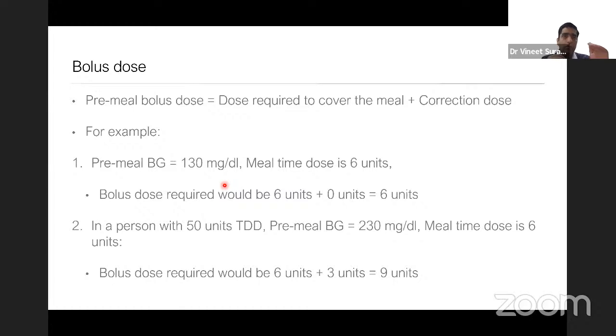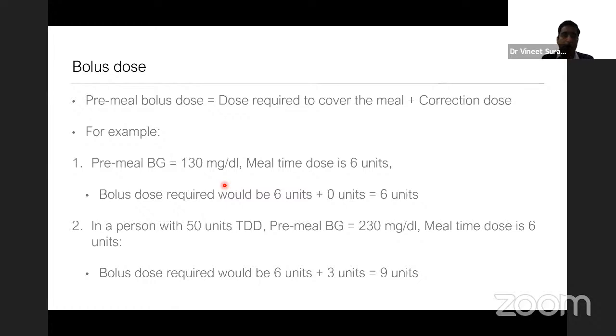So the pre-meal bolus is decided by the dose required to cover the meal plus the correction dose. For example, if my pre-meal blood glucose is 130, the mealtime dose is 6 units, which is decided based on the ICR. Now the bolus dose required would be 6 units plus 0 units.